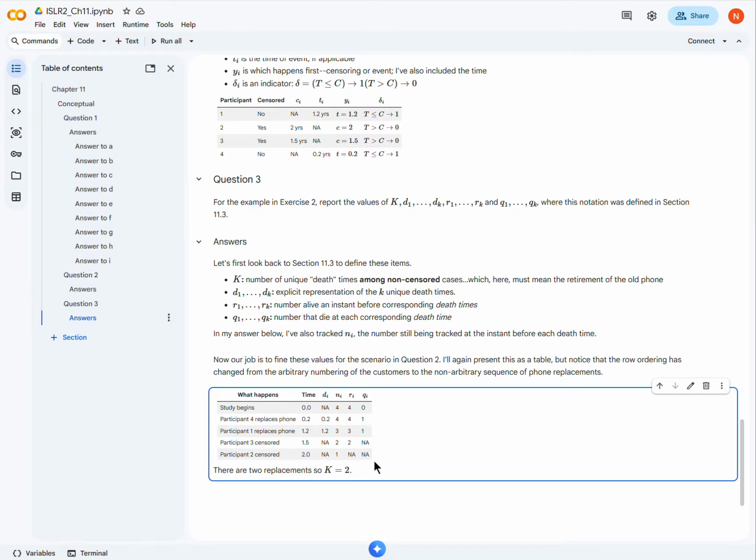I'm not sure, but also QI, the number that died at this time, is also NA, because we don't know what happened to participant 2 or to 3 for that matter. So, okay. I think that is everything here, and I'll see you next time.